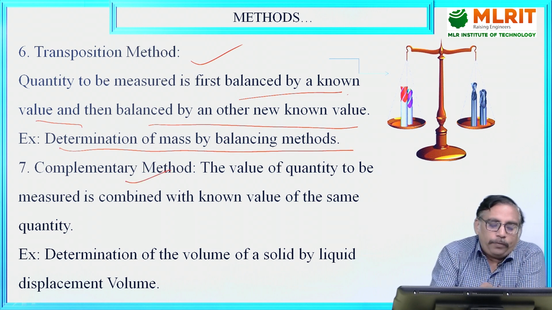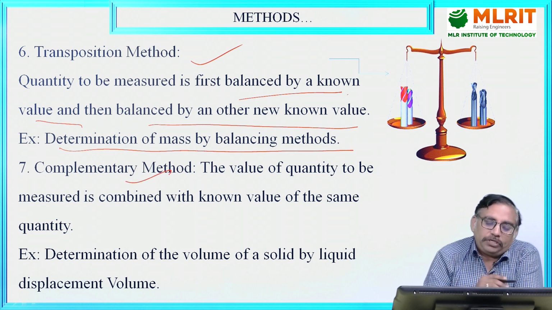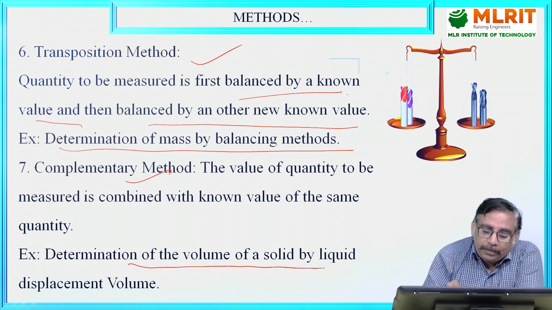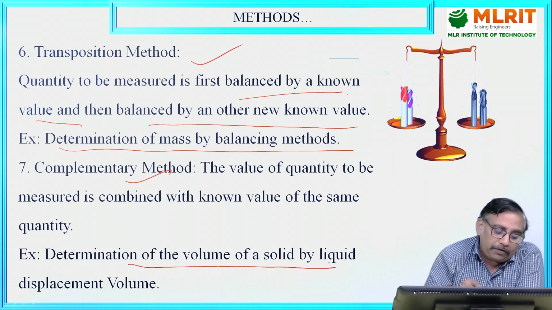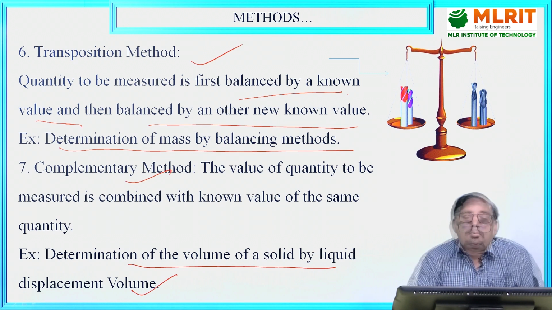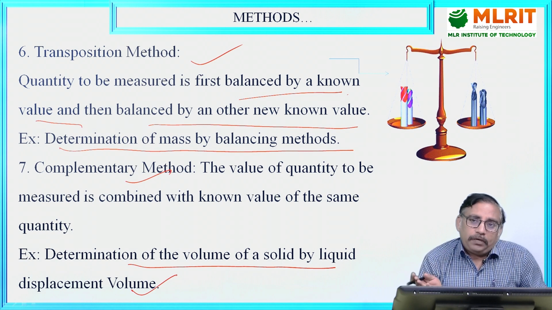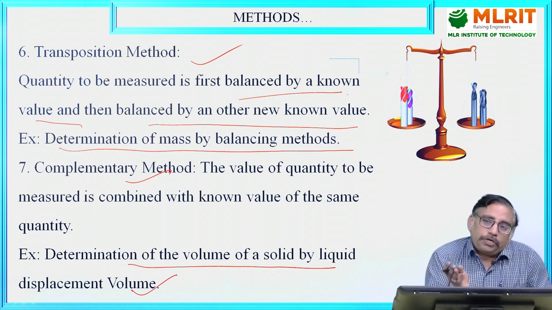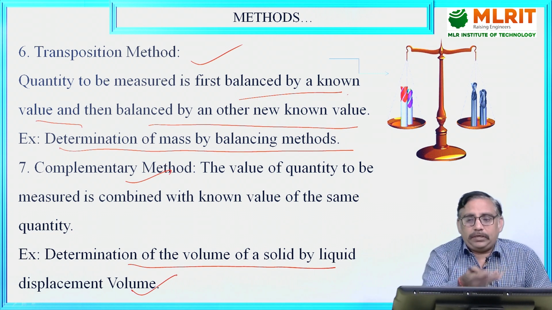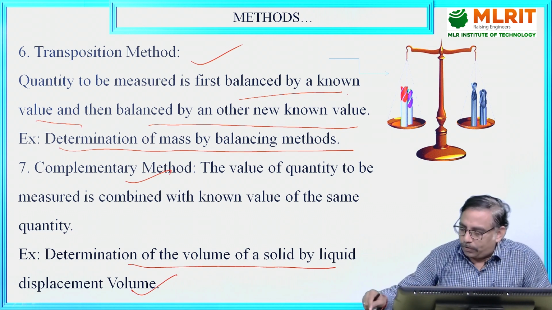Now coming to complementary method, the value of quantity to be measured is combined with the known value of the same quantity. So determination of volume of solid by liquid displacement volume. For this we can say if something has been dropped in a bucket or something like that, how much of water has been spilled, that quantity will be exchanged with the weight of that particular part which has been dropped on it.